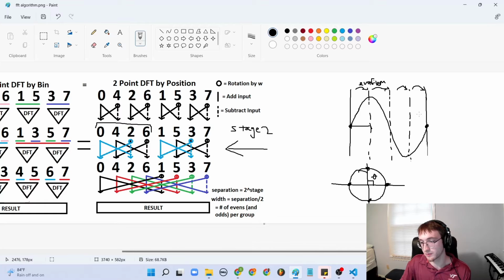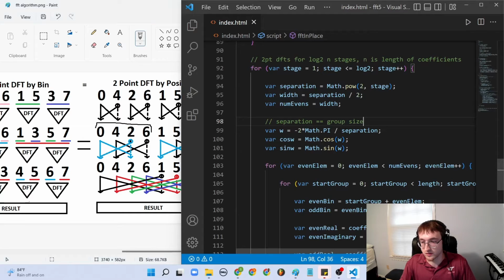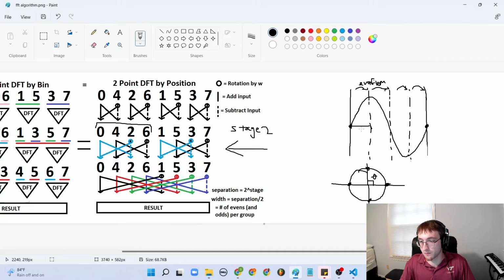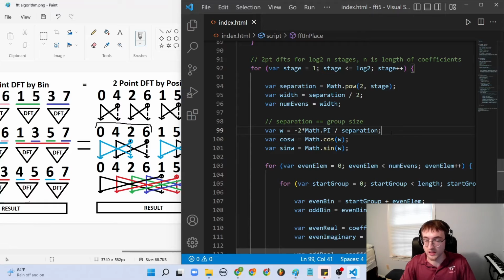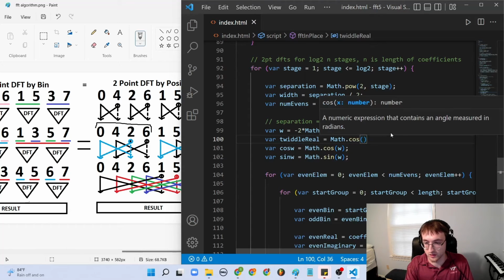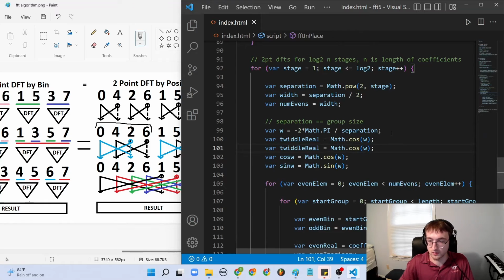So, right, we have 4, and then we have this frequency here. This is equal to 1 step, right? So this is all we need to know, and then we can make the so-called twiddle factors. I'm going to call it twiddle real, and this is going to be the cosine of omega, and twiddle imaginary is going to be the sine of omega, right?